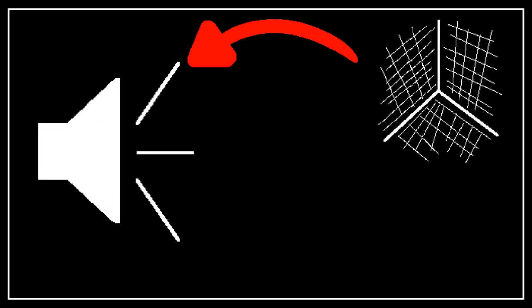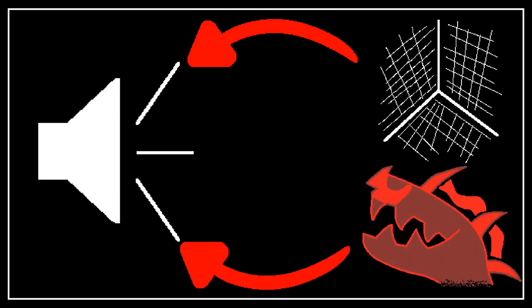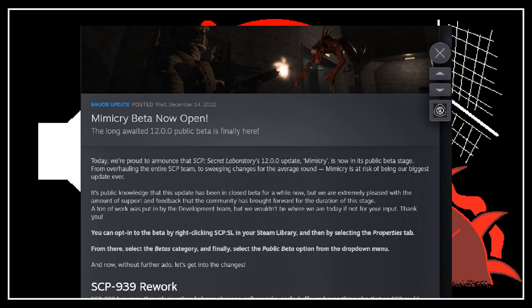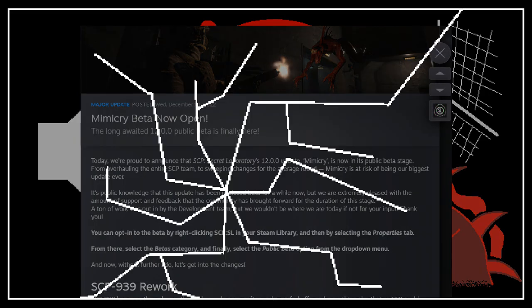It's hard to have a good atmosphere without a good atmospheric track, and it's also likewise hard to have a good jump scare without a loud noise to accompany it. So with the latest update Mimicry out, I thought it would be perfect to cover just how SCP-SL crafted its horror through sound, and how it ultimately destroyed it with said sound.